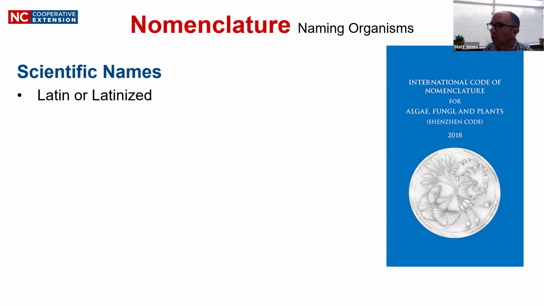But fundamentally, in all biology, scientific names are Latin names or Latinized from another language, and a single species is given a binomial name, a two-part name. So we describe it as binomial nomenclature.